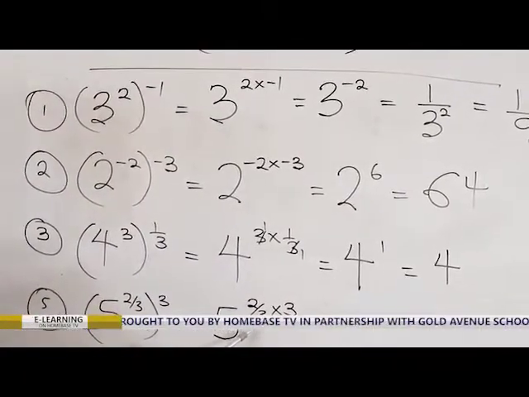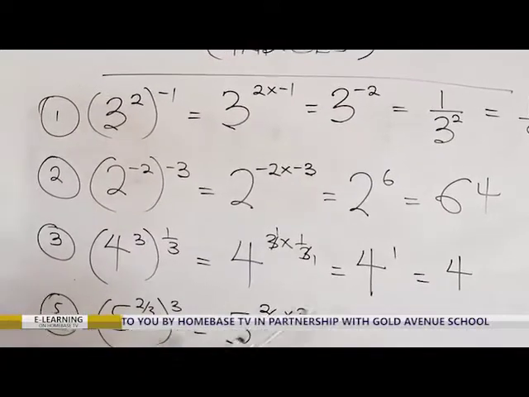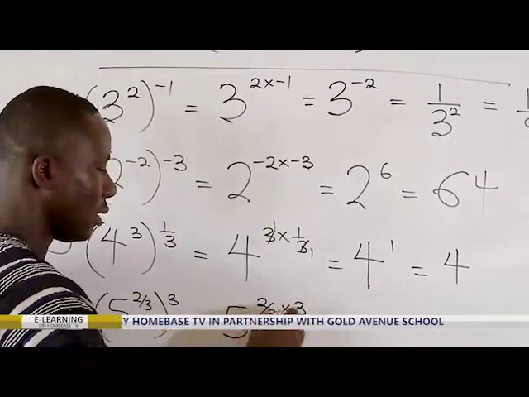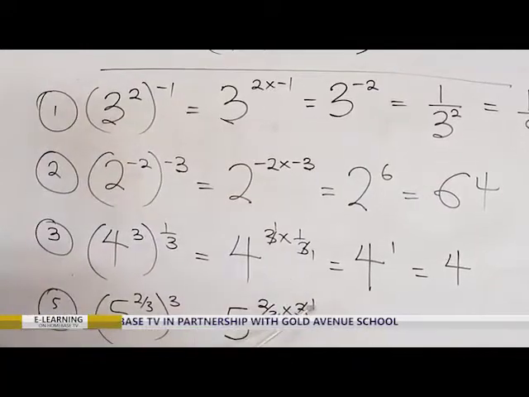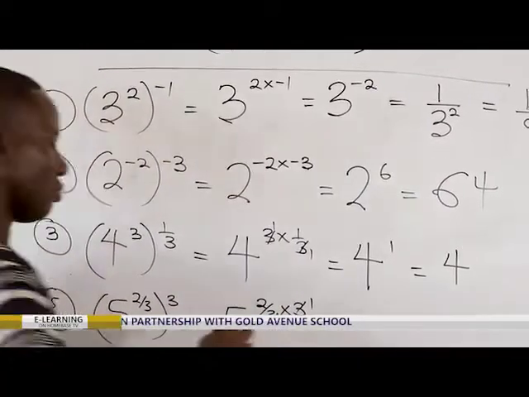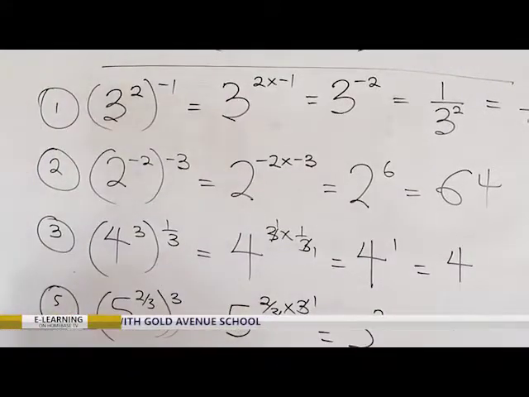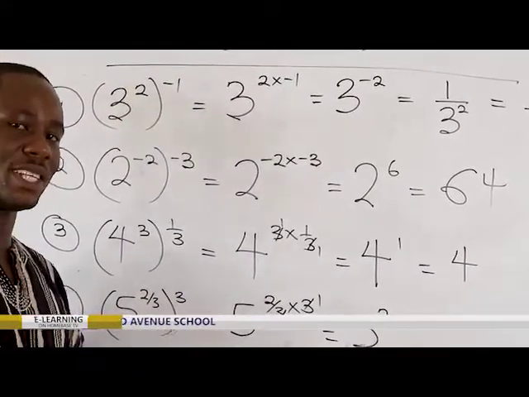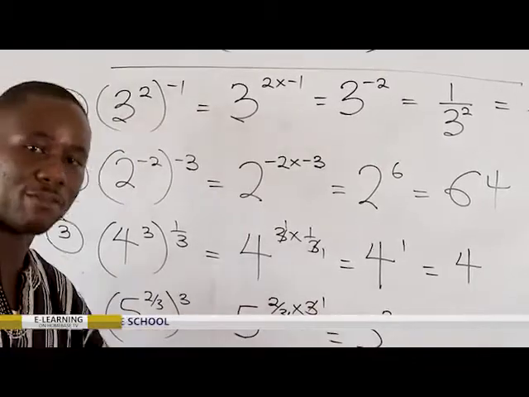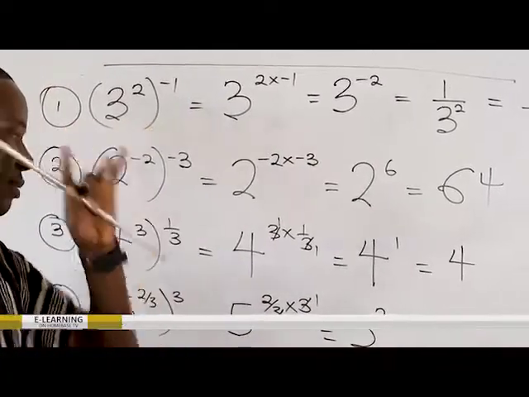So as usual, 3 times 3 is 9. So I have 5 exponent 2. And what is 5 exponent 2 at this level? 5 multiplied by itself.